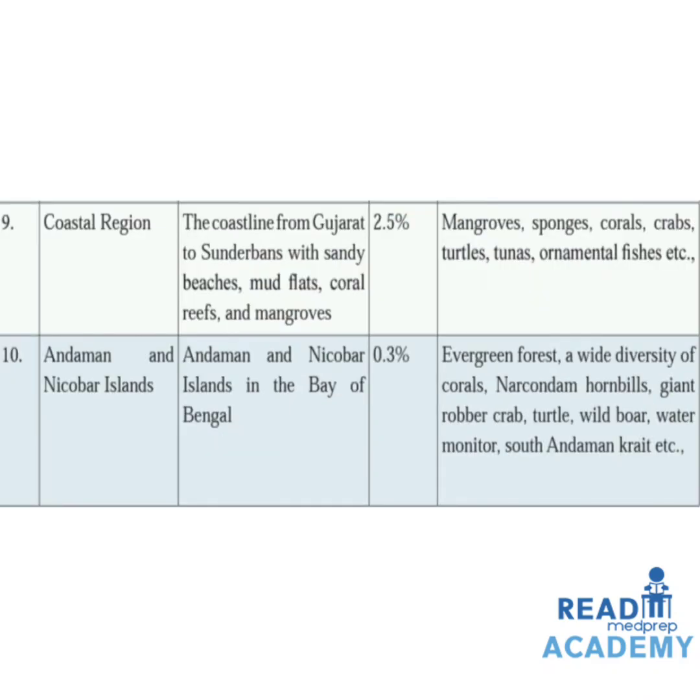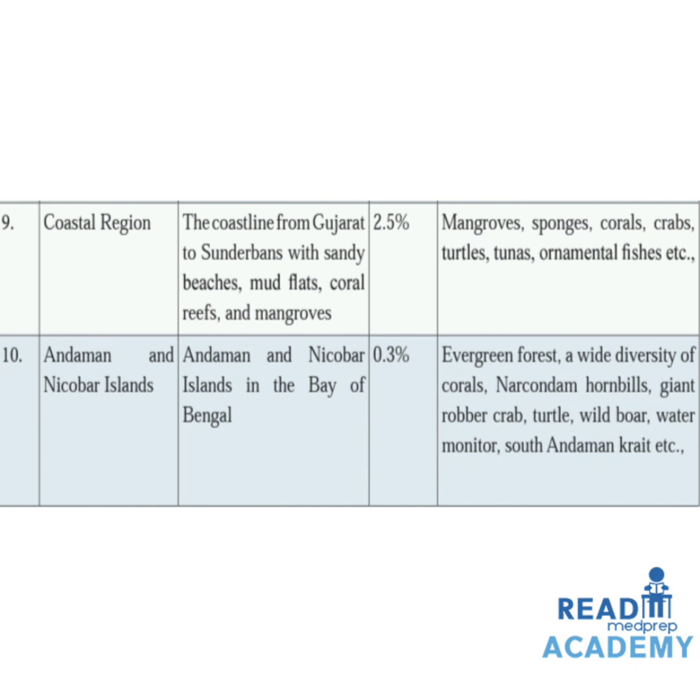Number 9 is the coastal region. The coastline from Gujarat to Sundarbans with sandy beaches and mud flats, coral reefs and mangroves. It occupies about 2.5%. The biota are the mangroves, sponges, corals, crabs, turtles, tunas, ornamental fishes, etc.